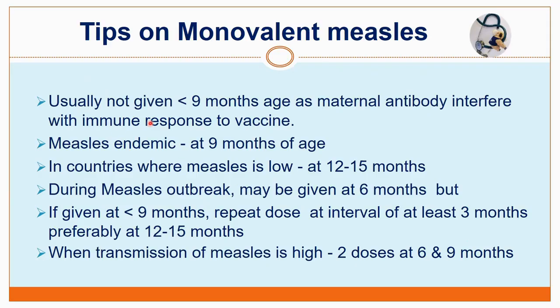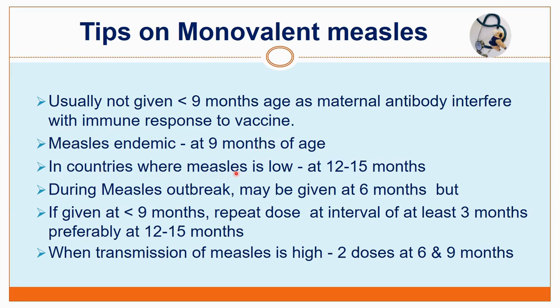Usually, it is not given in children less than 9 months of age because the maternal antibody interferes with the immune response to the vaccine. It neutralizes the vaccine effect. So if you give it at less than 9 months, it is of no use. In measles endemic areas, zones, they give the vaccine at 9 months of age. Even Nepal was practicing this because we were also a measles endemic zone.